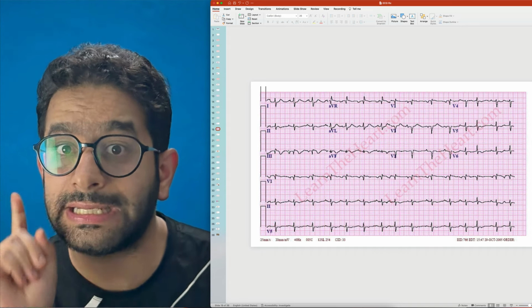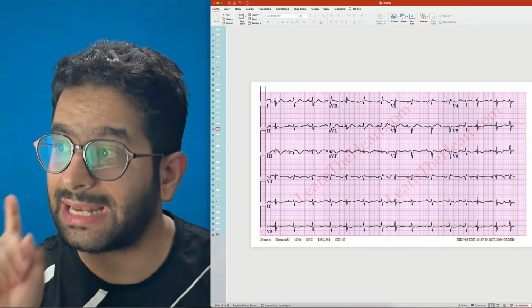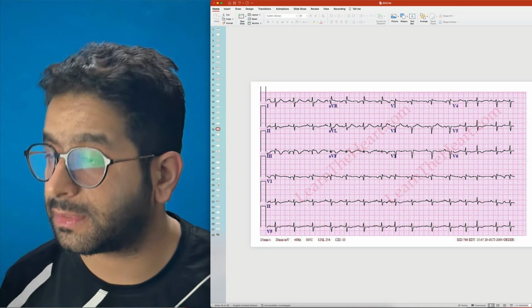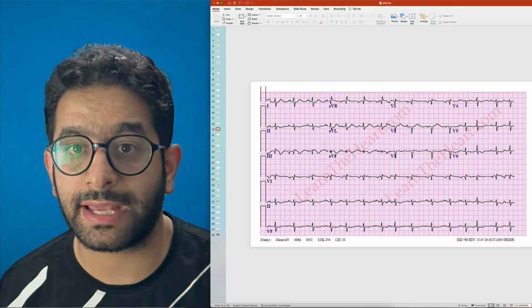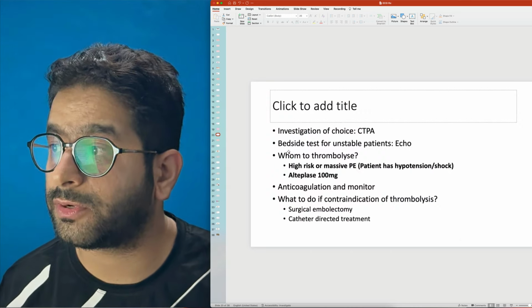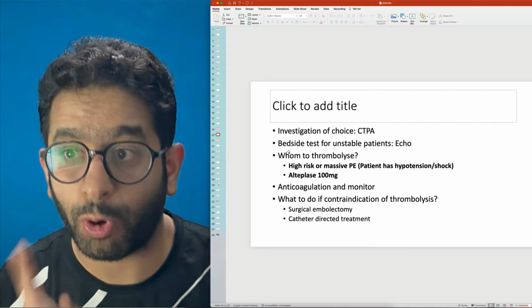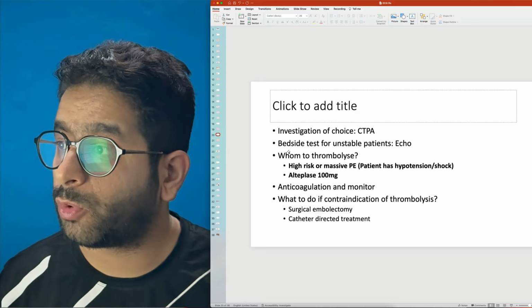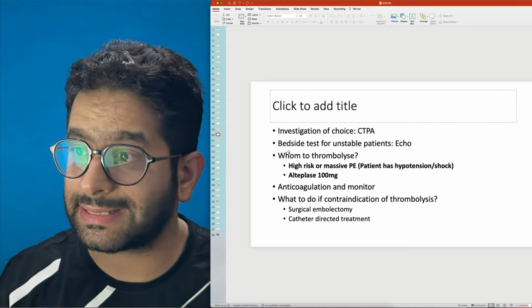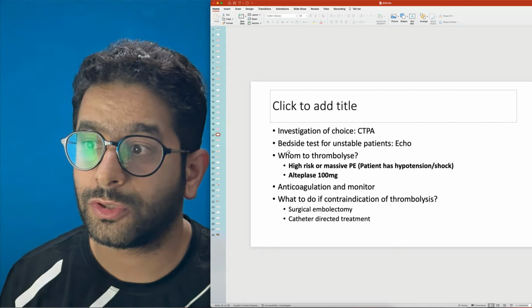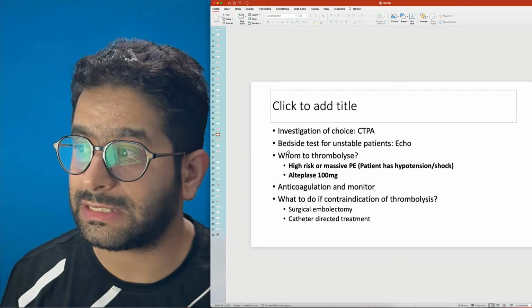It may be there in only 10% of the cases, but this is a highly specific ECG sign, S1, Q3, T3 sign for pulmonary embolism, an important spotter in your exams, right? Now, what is the investigation of choice in these patients? It is CT pulmonary angiography. Call your radiologist, get a CTPA done.